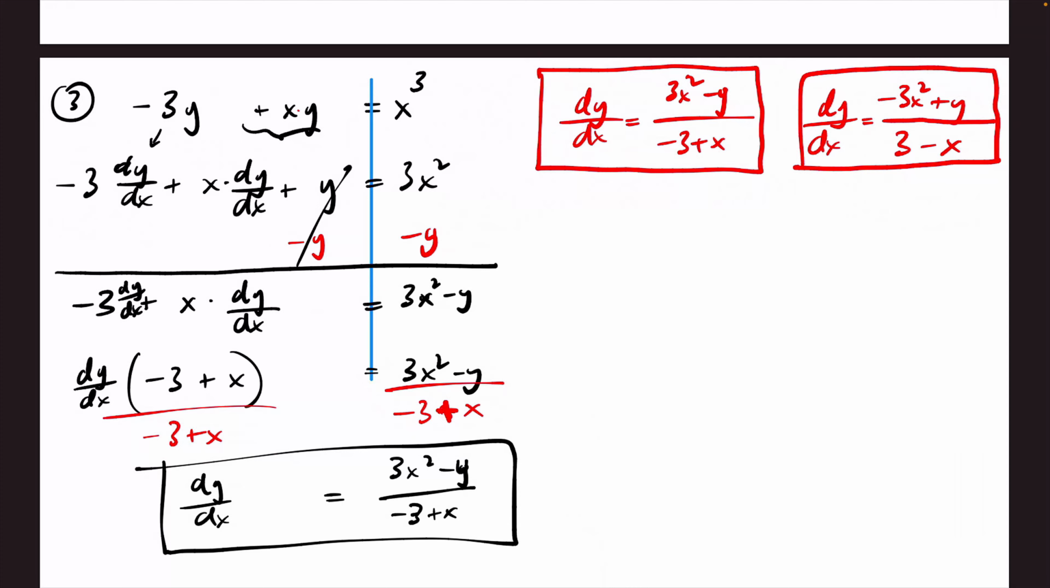What's the difference? Well, all the signs are flipped, right? Positive 3x squared, negative 3x squared. Negative y, positive y. Negative 3, positive 3. Positive x, negative x. Here's the weird thing about math, one of the many. In math, if something is completely the opposite, it's actually the same thing. If everything is completely reversed, all the signs changed, it's actually the same thing.